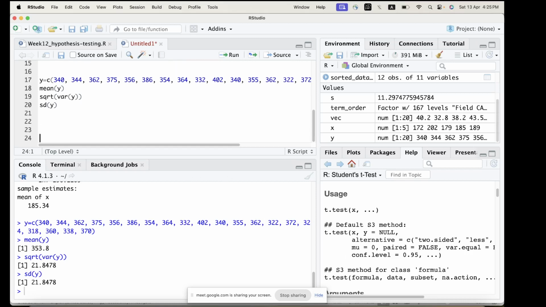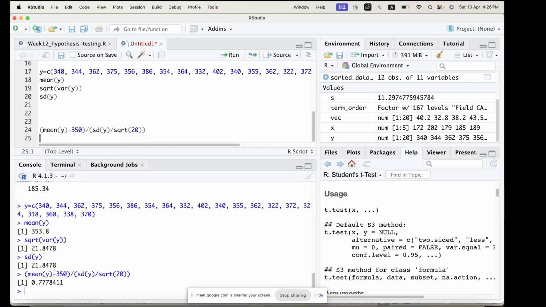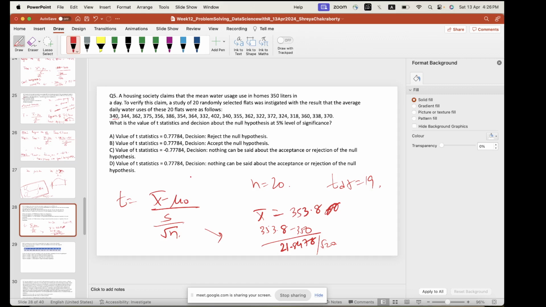So we'll just find it out. Mean y minus 350 divided by SD of y by square root of 20. So this is our test statistic, 0.777. Alright, so this would be 0.777.